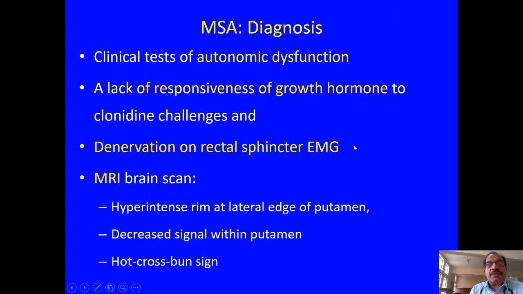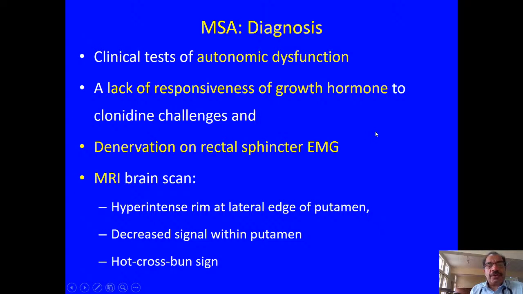So how do we make the diagnosis of MSA, multiple system atrophy? Look for the clinical features of autonomic dysfunction. You can carry out a bedside evaluation. Look for any postural abnormalities in the blood pressure, whether skin temperature is normal or not, whether sweating on both sides is the same or not, and whether there is change of heart rate with change in posture. You can find these things out, and also take the history related to dysfunction of the gastrointestinal tract or bladder and bowel functions. That will give some idea about autonomic dysfunction. And you can also do some special tests like response of the growth hormone to clonidine challenge.